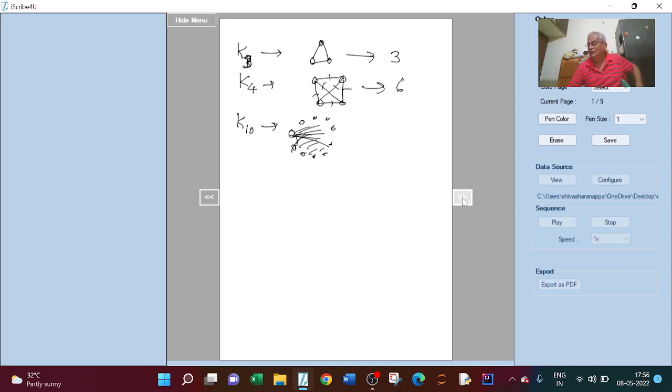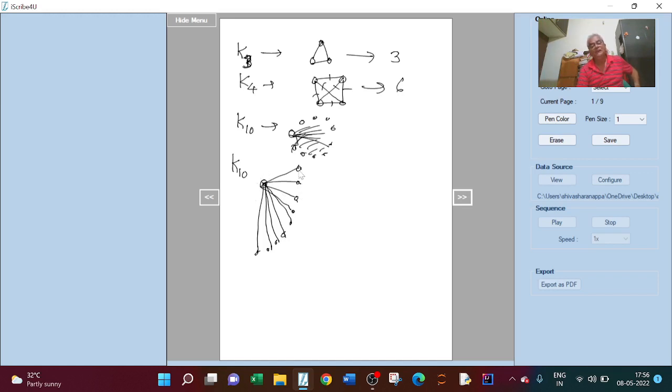See here, for this K10, if there is a vertex and 9 other vertices here, 1, 2, 3, 4, 5, 6, 7, 8, 9. So total 10 vertices are here. And in K10, a complete graph with 10 vertices, according to the definition, every vertex is adjacent with every other vertex. So this is adjacent with all other vertices. So that means this vertex is adjacent with 9 vertices. Therefore, what is the degree of this vertex? The degree of this vertex is equal to 9.